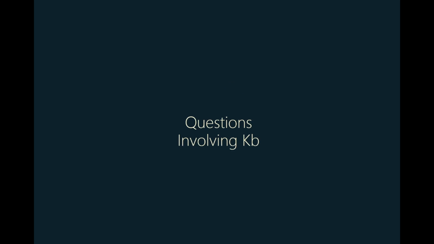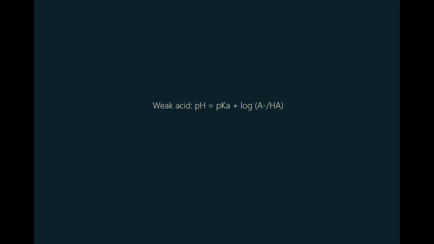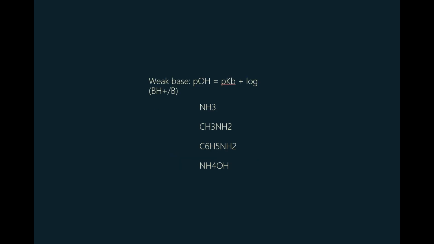So let's look at how we might use Kb for problems. We know that for weak acids, we use the normal HH equation, but there's a base version of the equation too, which we can solve for the pOH. Here's a list of the common weak bases you might see in problems. Notice most of them contain an amine and/or end with a hydroxyl group. Chemicals that deviate from this pattern are nitric and nitrous acid. They are acids, not bases, even though they contain a nitrogen, so just watch out for them.